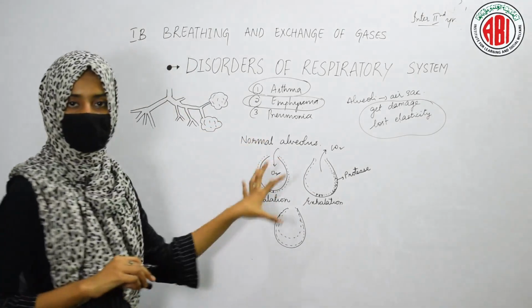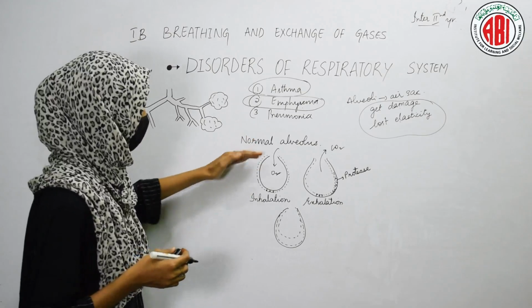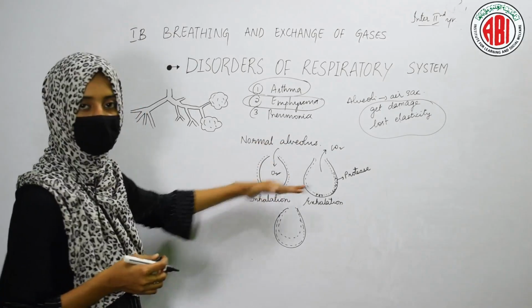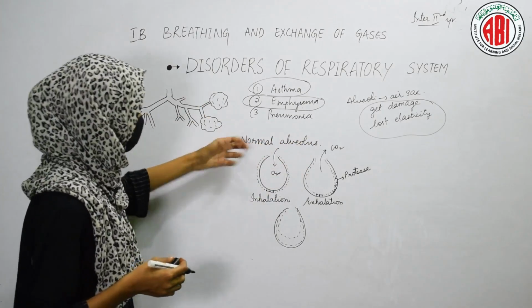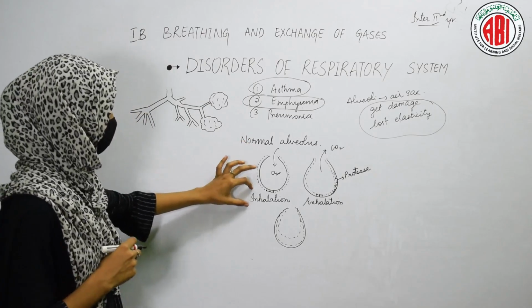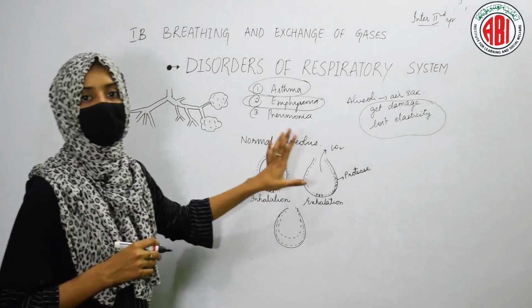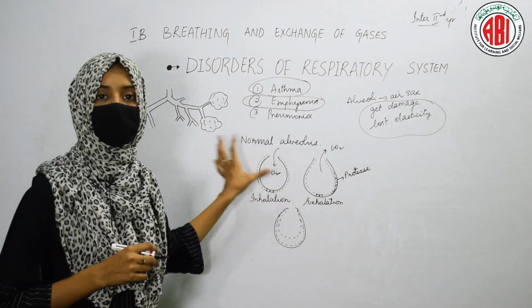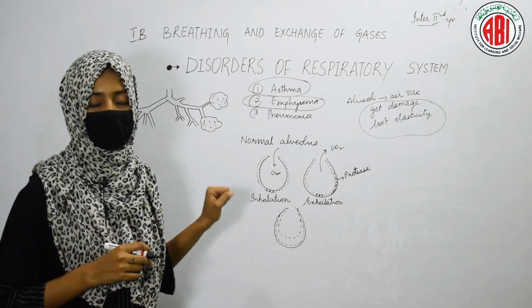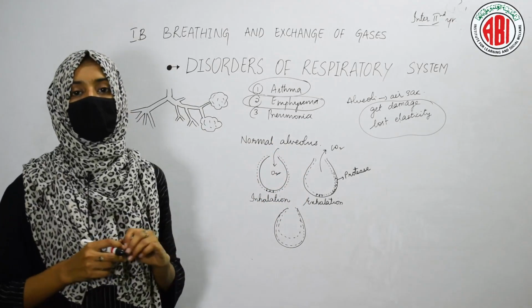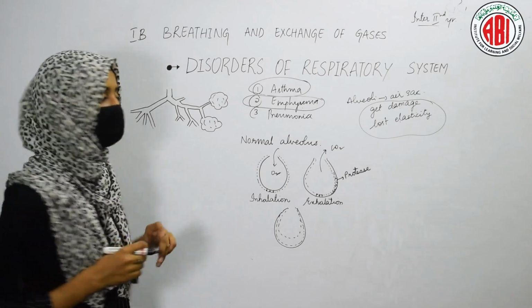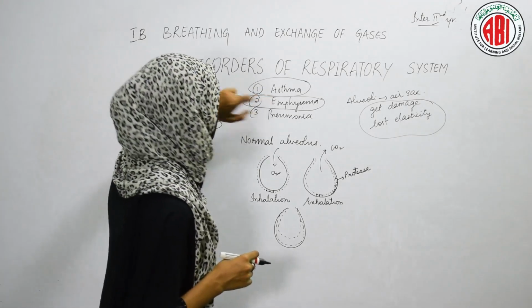But this elasticity is working like a rubber, expanding then relaxing, expanding, relaxing. This enables us to carry out the processes of inhalation and exhalation. This is due to the elasticity of our alveolus. But if that elasticity gets lost, then what happens? It leads to a disorder, that is emphysema.